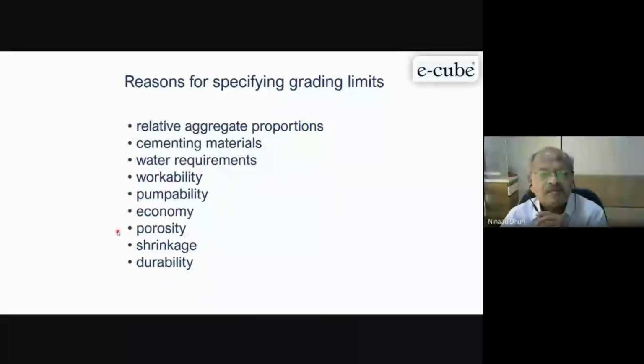Porosity, in the sense of the number of voids available in the unit volume of those 20, 10 and 4.75. The more voids, the more paste will be required. Now, more paste will go for more shrinkage, because cement has one property: it shrinks.